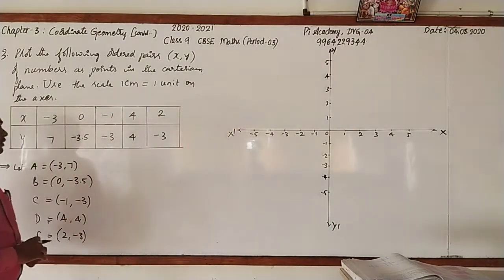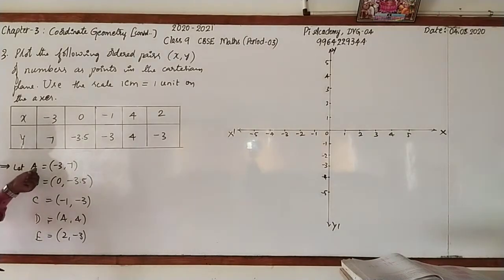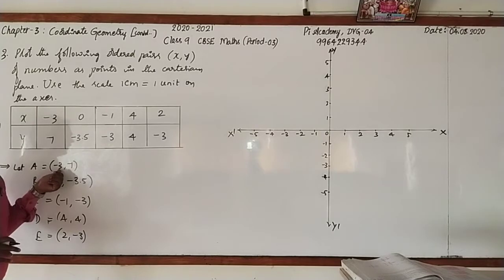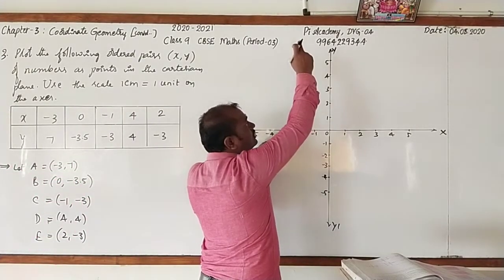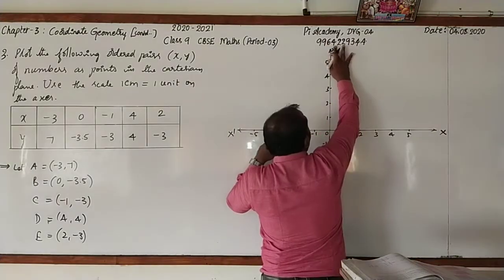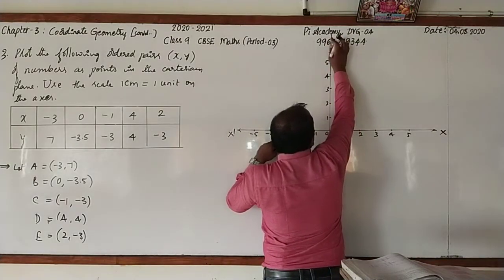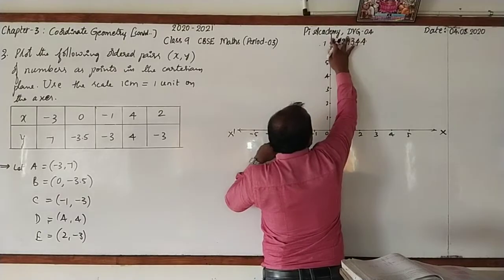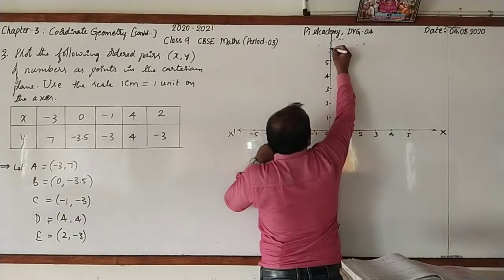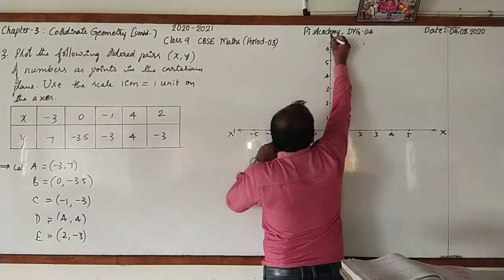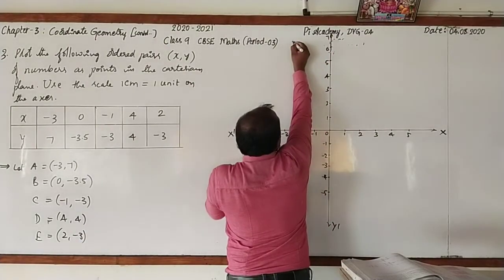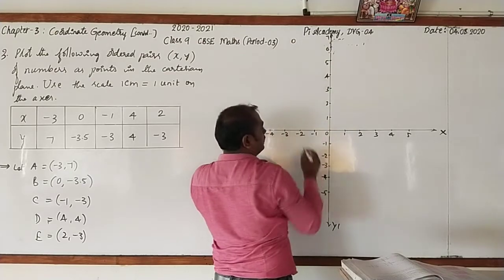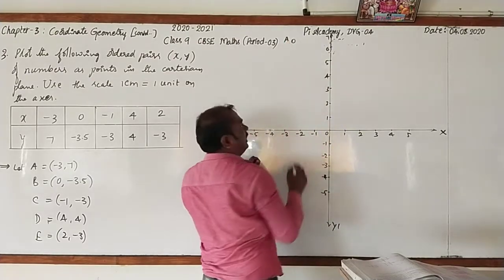Now let us go for locating these points. First a, minus 3, 7. That is, when x is minus 3, y is 7. So it should be extended. I am going to extend this. Observe. It is 6 and this is 7. When x is minus 3, y will be 7. So this is point A.